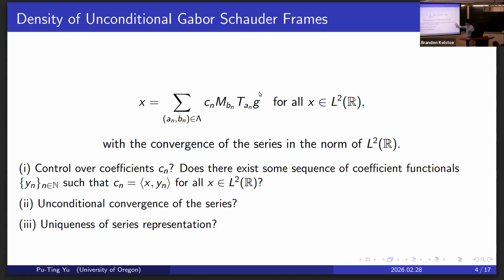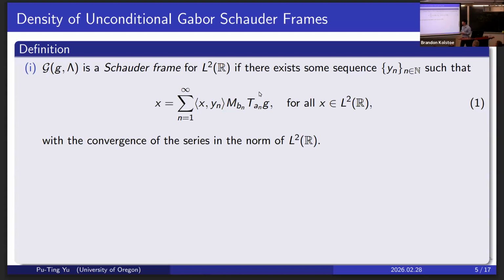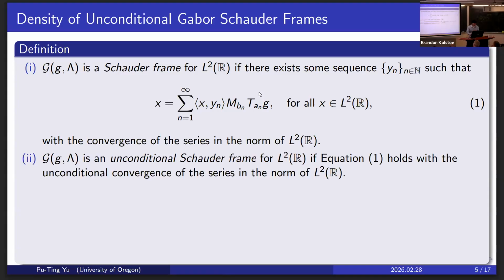But before that, let me give names to those Gabor systems which satisfy at least one of these three properties. The first one: we say a Gabor system is a Schauder frame for L2(R) if there exists some sequence y_n, which is usually called the coefficient functional, such that every element x can be written as this series representation, and of course with the convergence of the series in the norm of L2(R). So now for a Schauder frame, we at least have some control over the coefficients. And next, as I mentioned, the second nice property, unconditional convergence. We say a Gabor system is an unconditional Schauder frame if it is a Schauder frame, but also it has unconditional convergence for the series representation on the right-hand side of this equation.